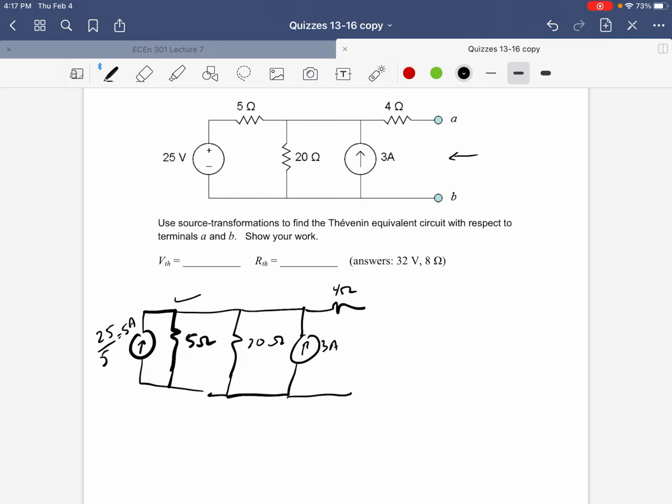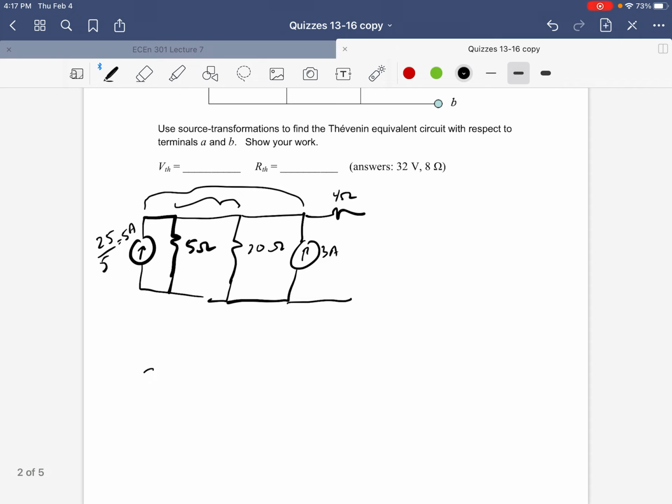Now we can combine these two resistors, and we can also combine these two current sources. So notice they're in parallel, so we basically add them as long as the current direction is the same. So we're going to have an 8 amp current source in parallel with, in this case, 5 in parallel with 20, which is going to be 5 times 20 divided by 5 plus 20. So what's this, 100 over 25, or 4 ohms.